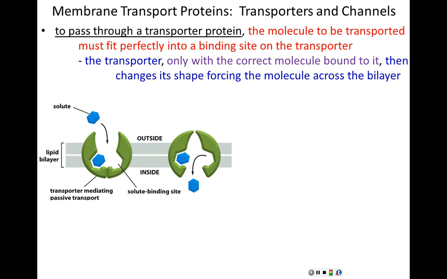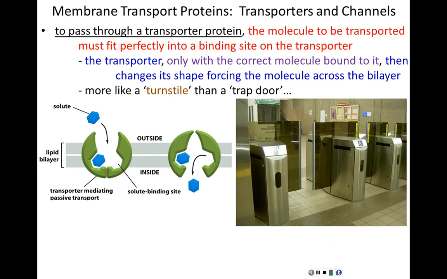We saw this diagram before, but it is correct in its schematic. You can see here that the solute has a particular shape to it, and that shape fits perfectly into a mirror image shape on the transporter protein. The solute binds to the transporter protein, and that binding is the signal for this protein to snap shut on top and snap open on the bottom, allowing the molecule through. So transport proteins can be thought of much more as a turnstile than a trapdoor, moving parts, getting in, being validated, being allowed through. Perfect image here for us, right? Nice little T station. So perfect example, perfect analogy for a transporter protein.